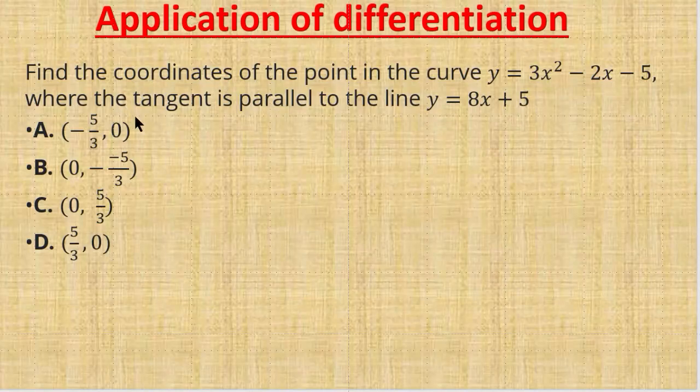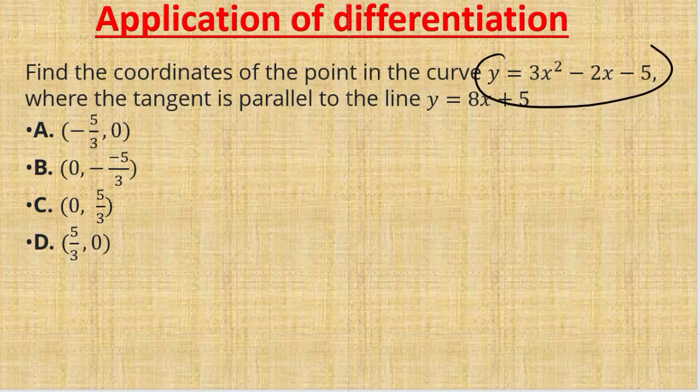You are here to solve this question with me on application of differentiation. It says we should find the coordinate of the point on the curve y equals 3x squared minus 2x minus 5, where the tangent is parallel to the line y equals 8x plus 5.